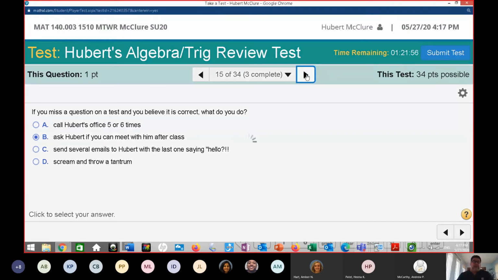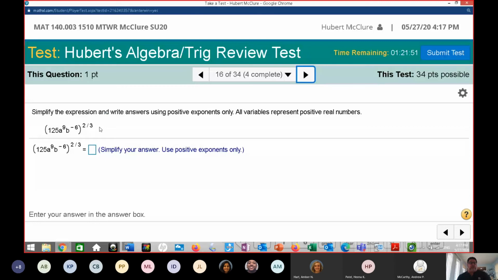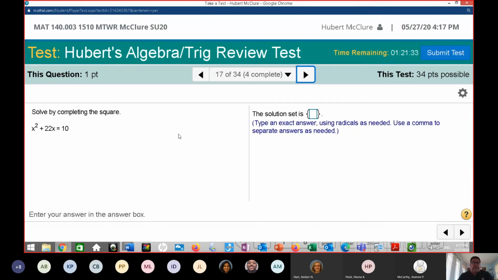There is an exponential. Use the power rule. 125 to the 2/3 power. A to the 9th times 2/3. B to the -6 times 2/3. And simplify. I know we're running out of time, but we still got the rest of the week to go over these questions. Completing the square.